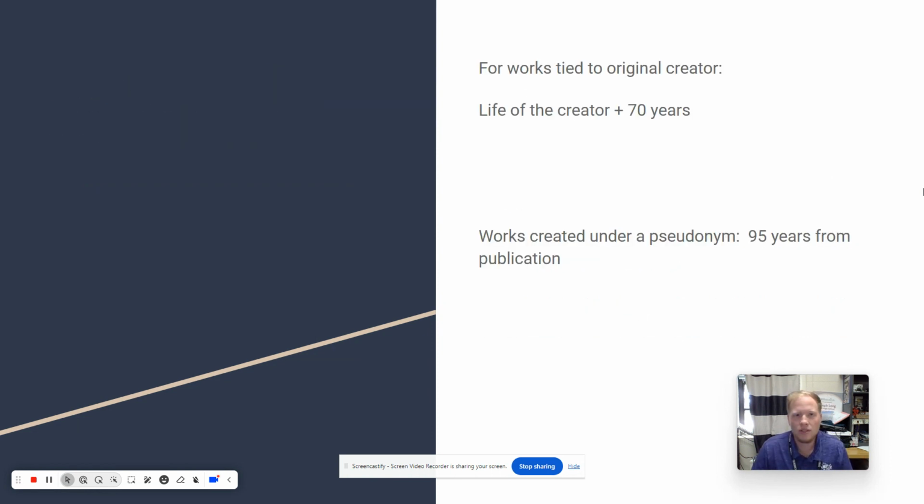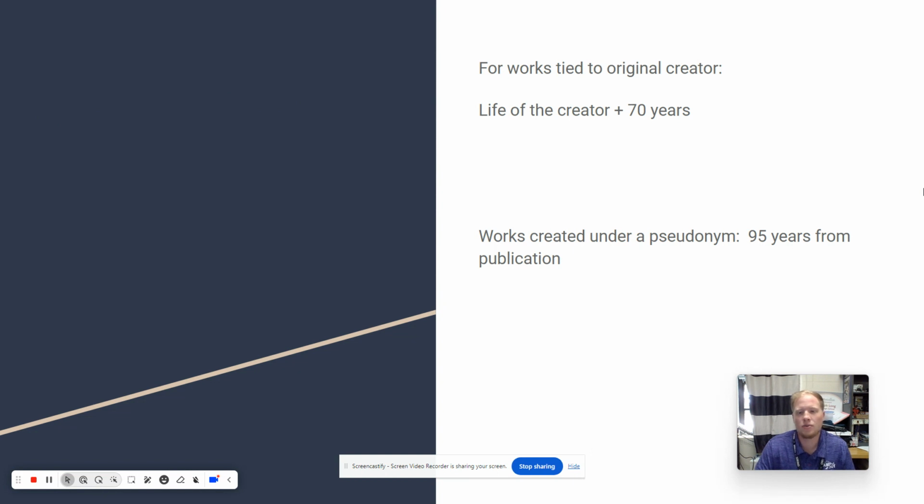It's kind of changed over time, right? Due to people in Congress, people vying for it to last longer. Generally, works that are tied to the original creator are given the life of the creator plus 70 years. So, how long does copyright last? Life of the creator plus 70 years.